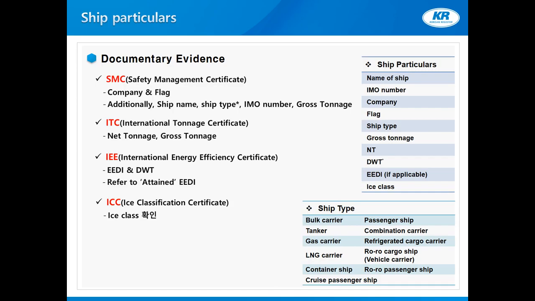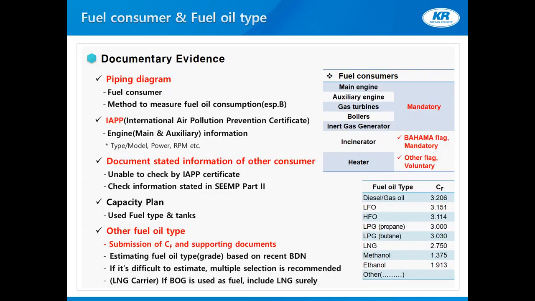This slide shows the documents required for cross-checking the information of ship particulars. Please submit the documents marked in red with SEEMP Part II. If the ship is registered in KR, you don't need to submit IEE and ICC certificate. This slide shows the documents required for cross-checking the information of fuel consumer and fuel oil type used. Please submit the documents marked in red with SEEMP Part II. If the ship is registered in KR, you don't need to submit IAPP certificate.